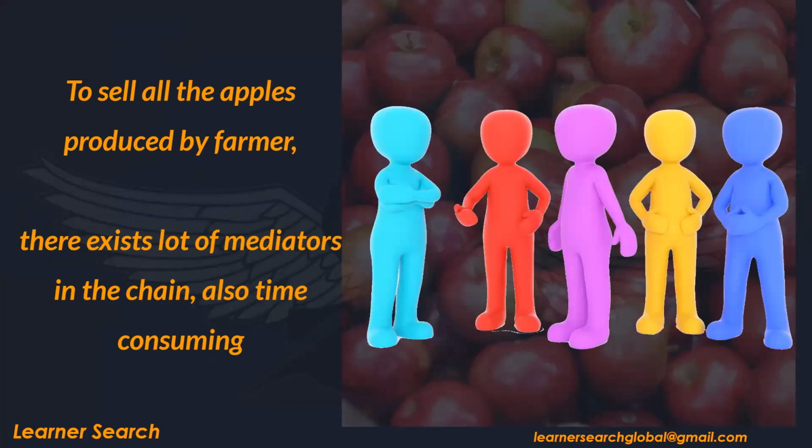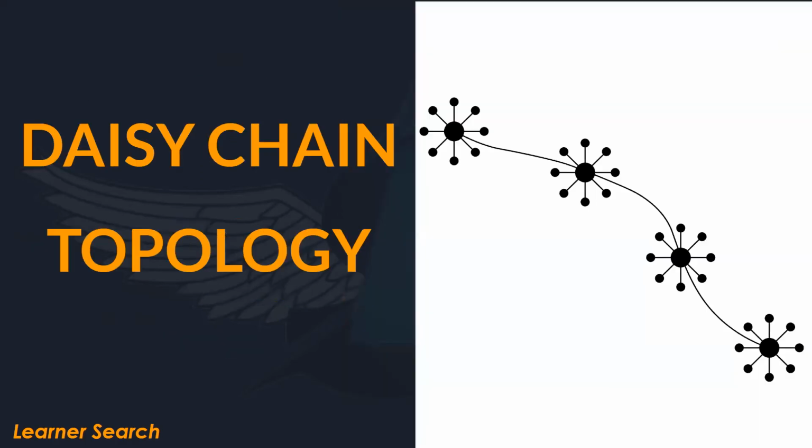To sell all the apples produced by the farmer, there exist a lot of mediators in the chain, which is also time consuming. So we can call this kind of chain process a daisy chain. It's a daisy chain topology. One is connected to the other. One is the sender, another one is the receiver. Likewise, again a new one becomes a sender, and the other one becomes a receiver in the same chain. Likewise, this will continue. We call it a daisy chain topology.